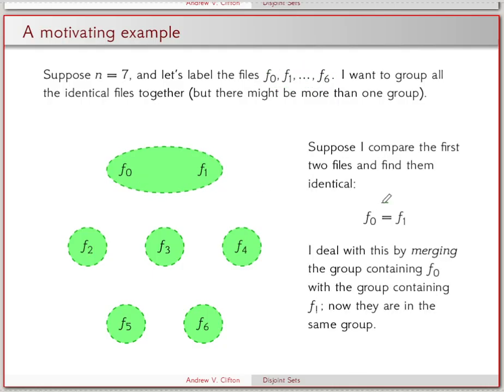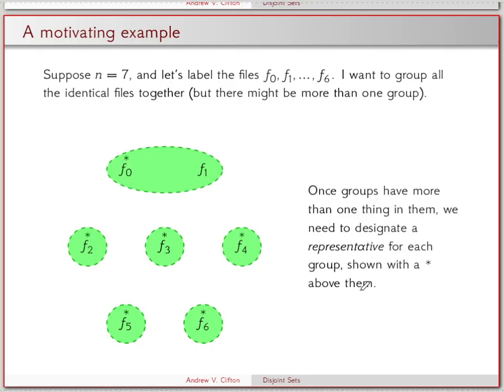Now let's say that I compare file 0 and file 1, and I discover, hey, wait a minute, these are the same movie. So I put them into a single group. I'm merging the group containing F0 with the group containing F1. I smoosh those two groups together, so now they're in the same group. Okay, I continue doing this.